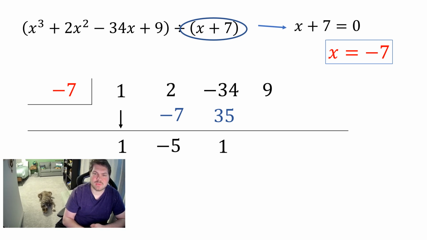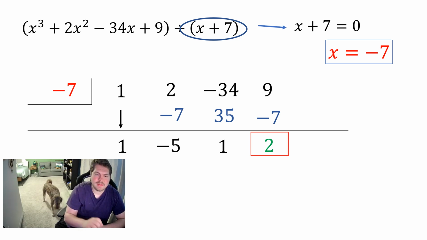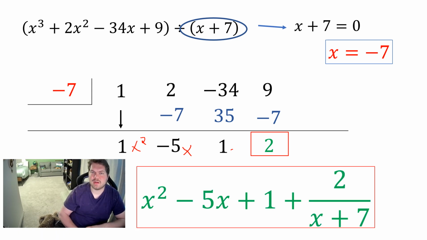Negative 7 times 1 is negative 7. 9 minus 7, we have a remainder of 2. Remember, if you have a remainder, you're just going to leave that in a fraction with the number that you were originally dividing by. And then we're going to go, this will be our constant, this will be x, this will be x squared. So our final answer is x squared minus 5x plus 1 plus, 2 over x plus 7.